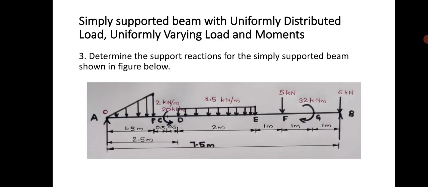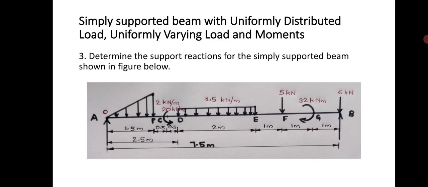Question number 3. Determine the support reactions for the simply supported beam shown in the figure below. So AB is the simply supported beam. This total span is 7.5 meter. Over the length AP, there is a UVL and its magnitude is 0 at A and 2 kilonewton per meter at P. The distance AP is given as 1.5 meter.